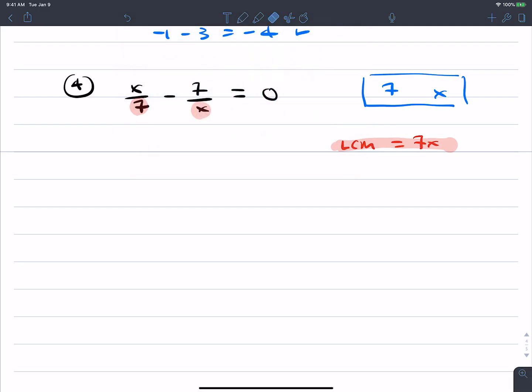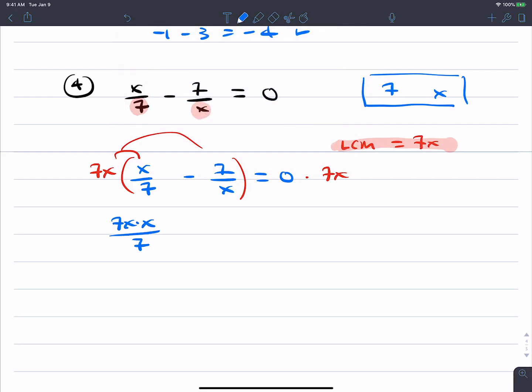So as we have x over 7 minus 7 over x is 0, multiply the right side by 7x and the left side by 7x. So I get 7x times x over 7 minus 7x times 7 over x. Now what's 0 times anything again? That's 0. Is that true? Okay.